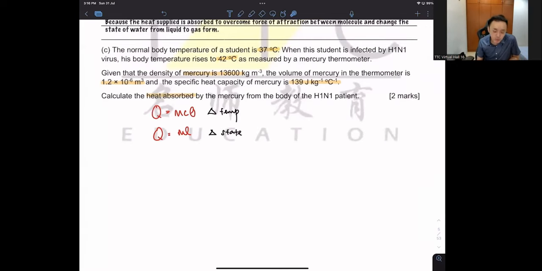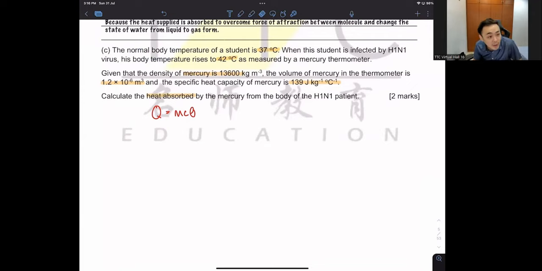Well, here, what is changing? Only the temperature is changing. This is the body, right? Do you think the student will melt? Of course not. So that's why there's only one way: MC theta, mass, specific heat capacity, theta.